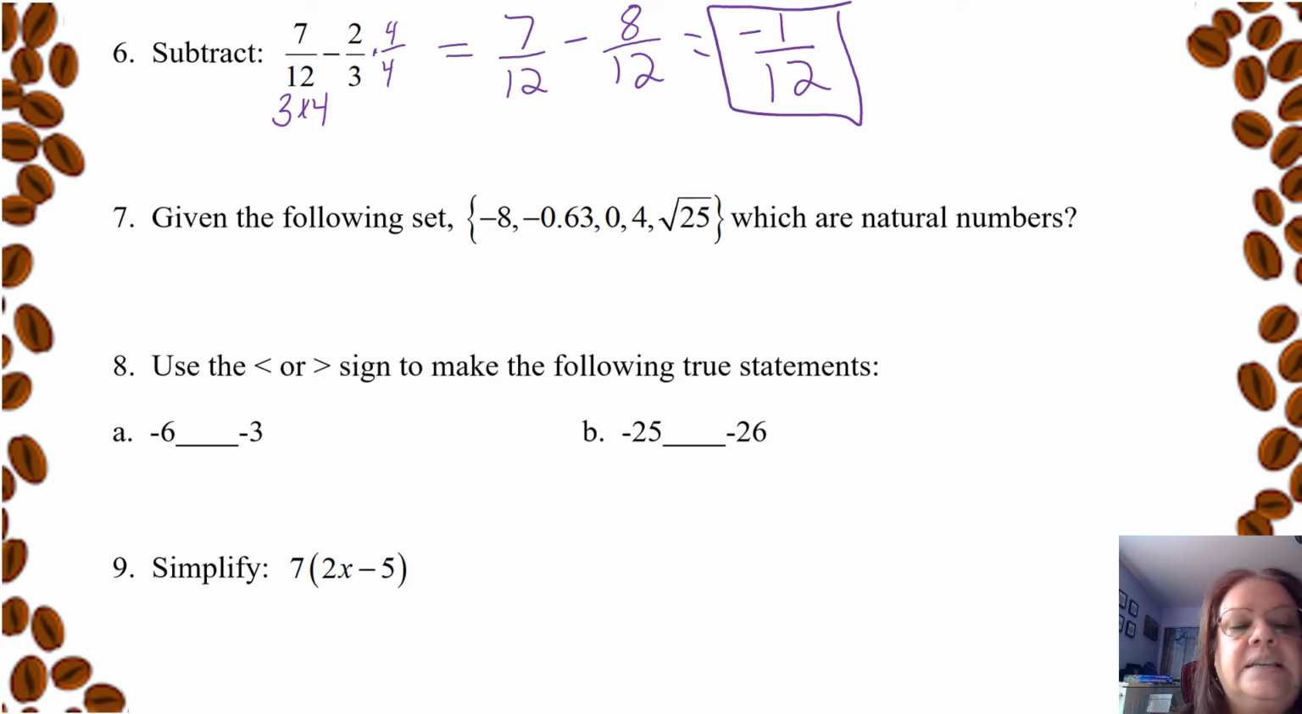Okay, let's see. Now, given the following set, which are natural numbers? Remember that natural numbers are the same word as counting numbers. And when we count, what do we start with? 1. So 0 and negative numbers are not counting numbers. So 4. 4 is going to be a counting number.